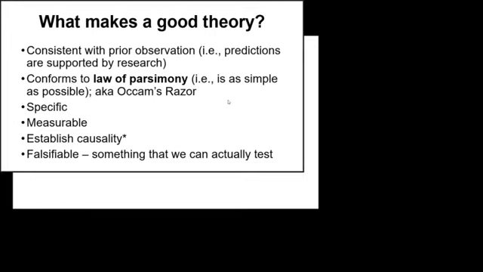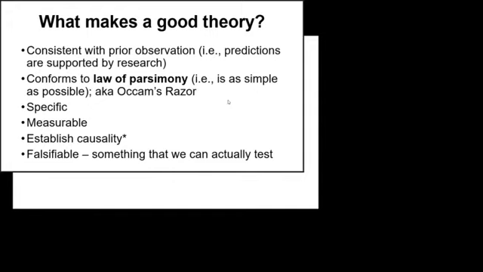We also want a good theory to be as specific as possible. We'd like to explain not just that A and B are related, but the nature of that relationship, because you need a pretty specific idea of what's going on if you then want to be able to make a precise hypothesis about what might happen if you manipulate one of those variables.